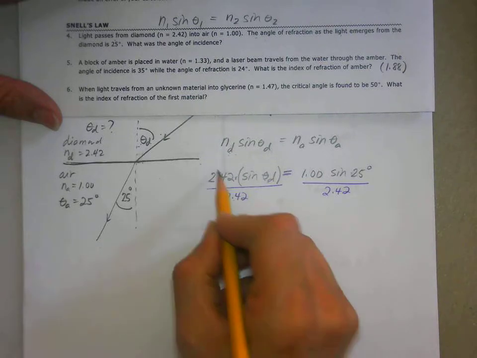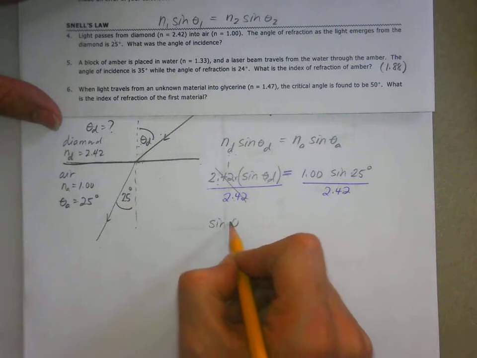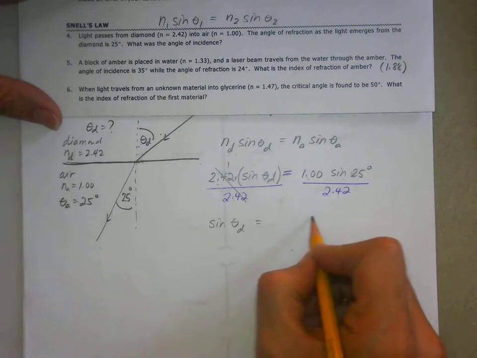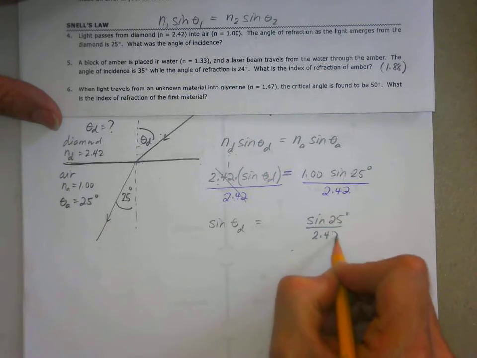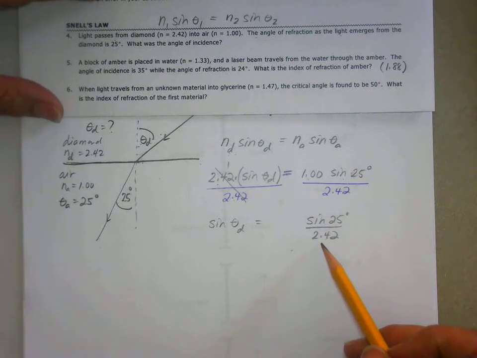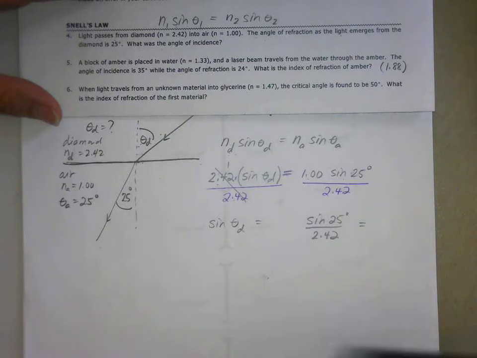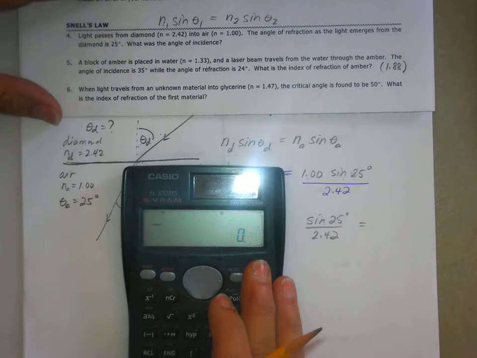So 2.42 divided by 2.42 is 1. So I'm left with sine theta D. And on the right-hand side, 1 times anything is that. So I'm left with sine of 25 over 2.42. Now, if you want, you can go ahead and solve for that. I don't prefer that way because I don't like carrying a bunch of decimals and numbers, but I'm going to show you anyway on the calculator how to do that.